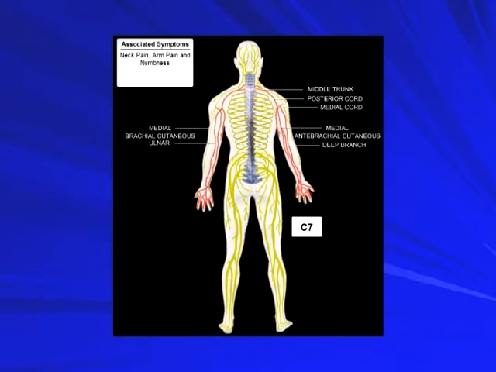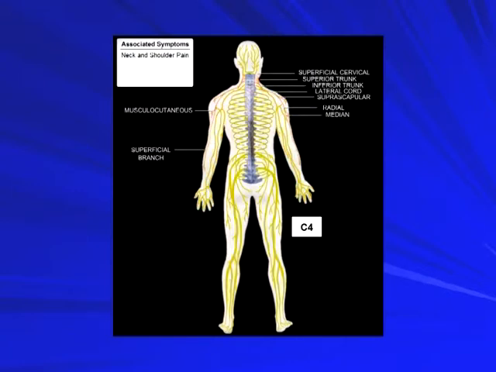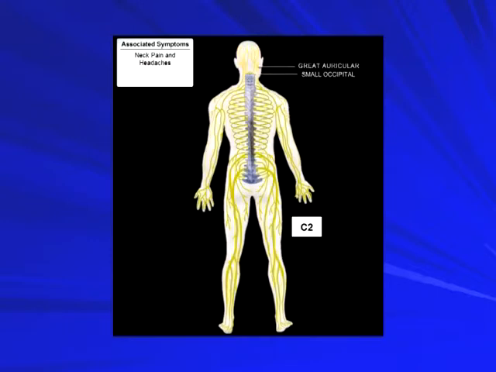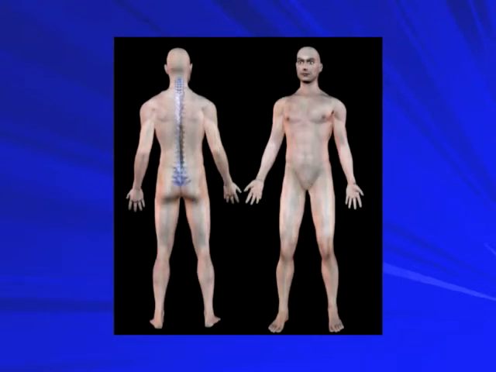A bulging disc in the lower cervical region may cause pain to radiate down the arms and into the hands. A bulging disc in the mid-cervical area may cause pain to radiate into the neck and shoulder area. And finally, a bulging disc in the upper cervical region of your spine may cause headaches and neck pain. Acute pain may not be the only symptom caused by a bulging disc.